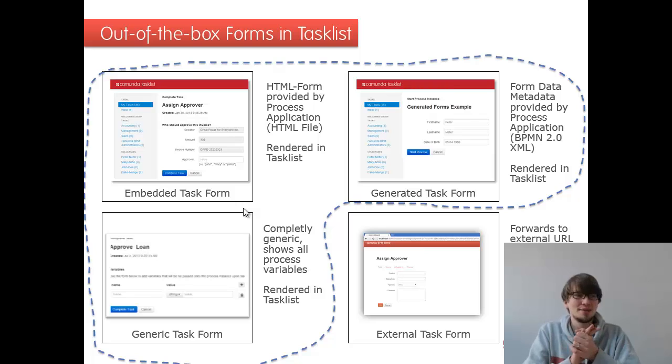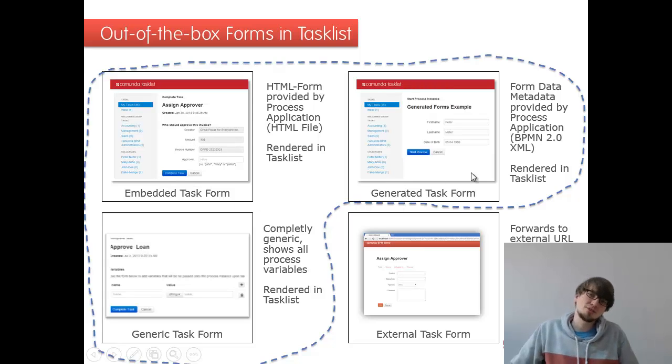Okay, but there are other forms of task forms as well. So we provide not only the external task forms using your own technology, but you can do something integrated in our task list. And there are basically three ways to do that. The first are embedded task forms. There you provide an HTML snippet, a small HTML file, which is then rendered within the task list as a form. But you have full control of the layout and the elements and all these things. That's the embedded task forms.